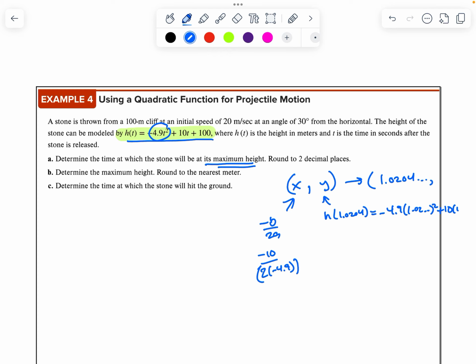Negative 4.9 times my answer squared plus 10 times my answer plus 100. And I get 105.102. This did say to round to 2 decimal places. I could have chopped off a little bit of that, but now I have 105.10. 105.10 is my maximum height.